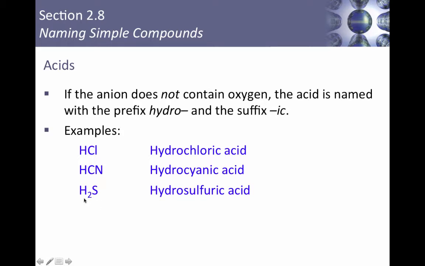And then our last example has two hydrogens for every one of the anions. Now, when we're doing acids, you really don't need to worry about this 2 here. It still becomes hydro, and we would say sulfide as this ion, so it becomes hydrosulfuric acid. All right, so those are the acids without oxygen.